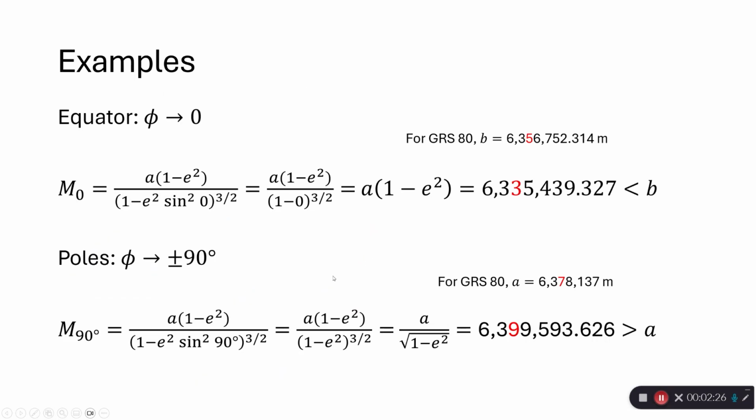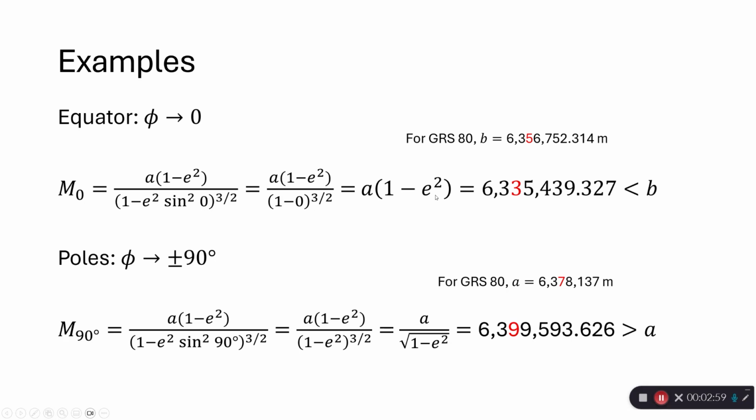Let's actually compute these values at the equator and at the poles. Let's see what the numbers actually work out to be. So let's go for the equator first. So phi is equal to 0. If I plug phi of 0 into our formula, I have the sine of 0, which is 0, and the eccentricity squared times 0 is likewise 0. So I have 1 minus 0 is 1, 1 to the 3/2 power is still 1, and so it works out to be A times the quantity 1 minus the eccentricity squared.